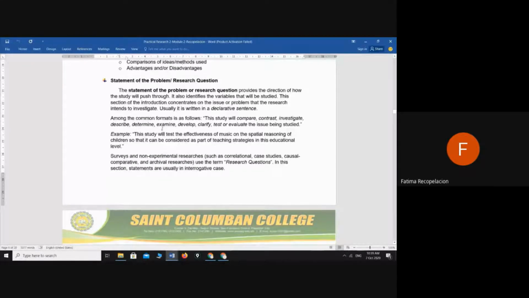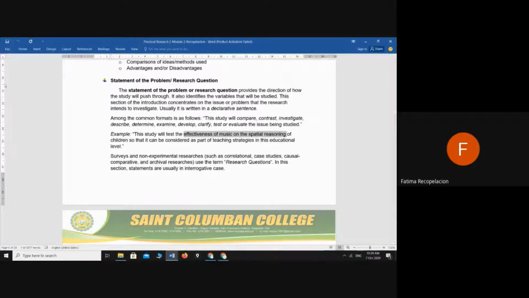Okay? So if you want a declarative format, or what we refer to as the statement of the problem, we have this example. This study will compare, contrast, depending. This is usually the format. You either compare, contrast, investigate, describe, determine, examine, develop, clarify, test, or evaluate. These are the usual predicates that we use in making a statement of the problem. So in our example, this study will test, okay? The verb used is test, the effectiveness of music on the spatial reasoning of children.